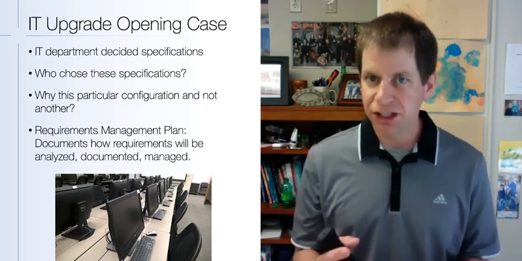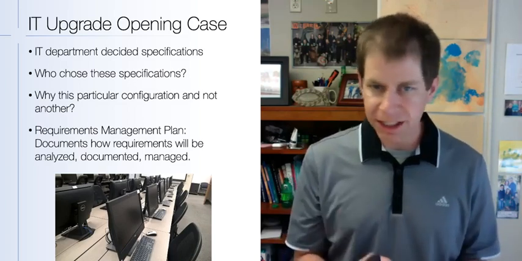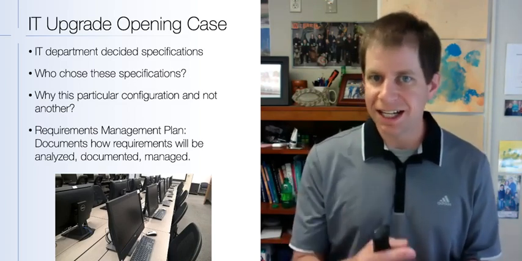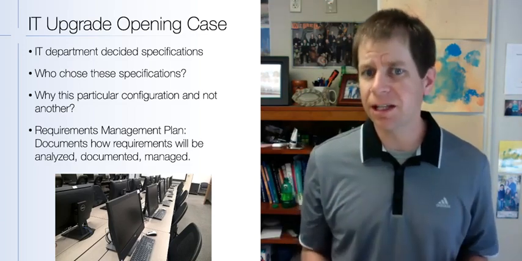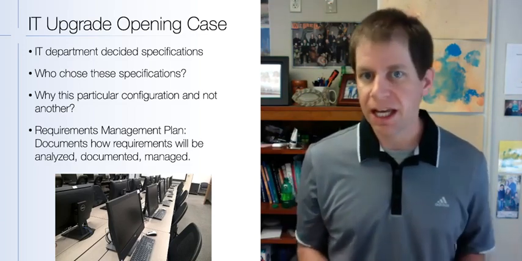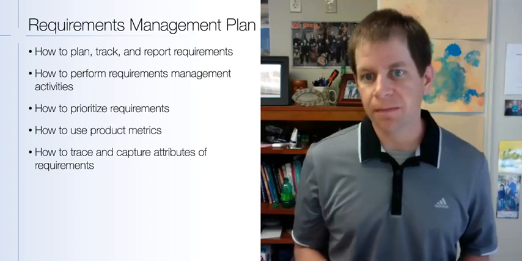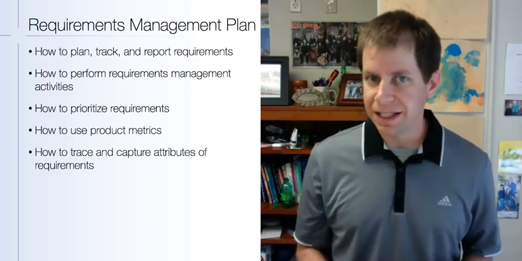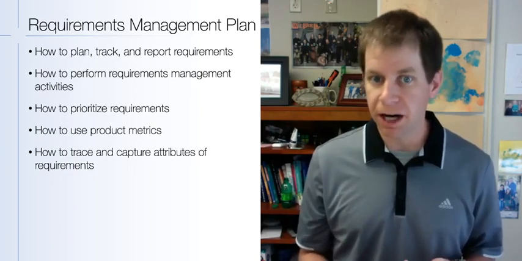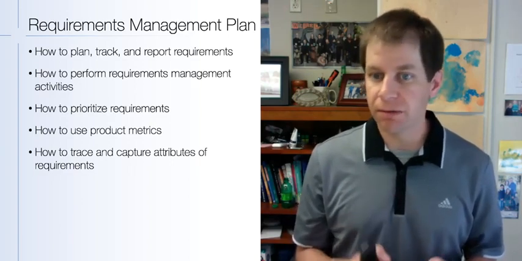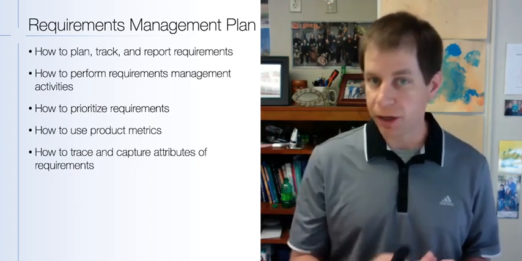You have to make sure you have a process for collecting those requirements, deciding who changes them, and who has input to those requirements. There are a lot of different elements in managing requirements that ultimately influence project scope. A requirements management plan is a document that says, here's how we're going to plan, track, and report requirements, and how we're going to perform requirements management activities and prioritize requirements.